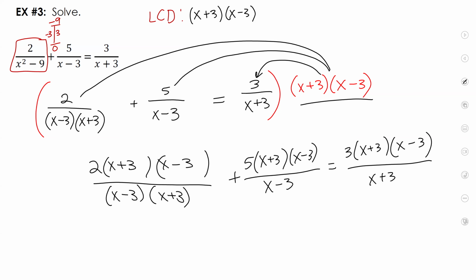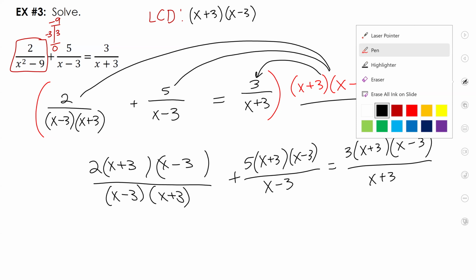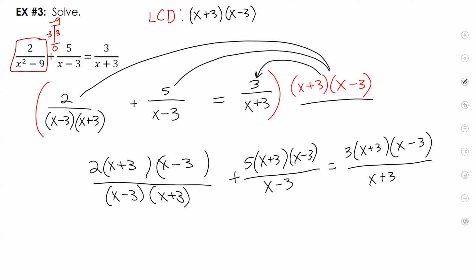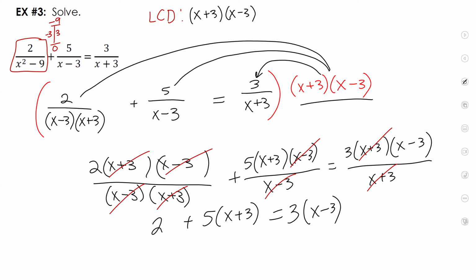I know it looks complicated, but look how simple it will get. This cancels with that. No more fraction. That cancels, so we don't have a fraction anymore. That cancels with that. This cancels with that. No more fraction. So let's look at what's left over. I have 2 plus 5 times x plus 3 equals 3 times x minus 3. That's what's left over.